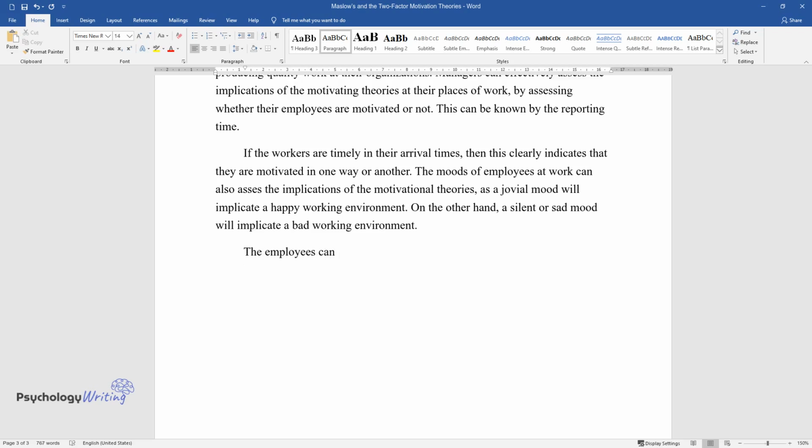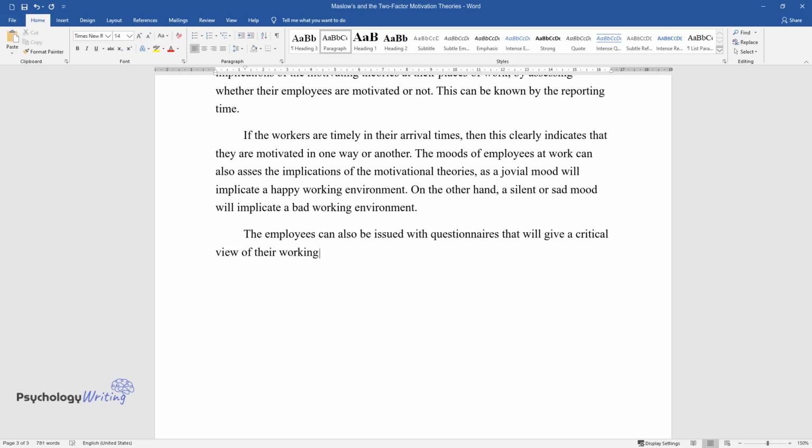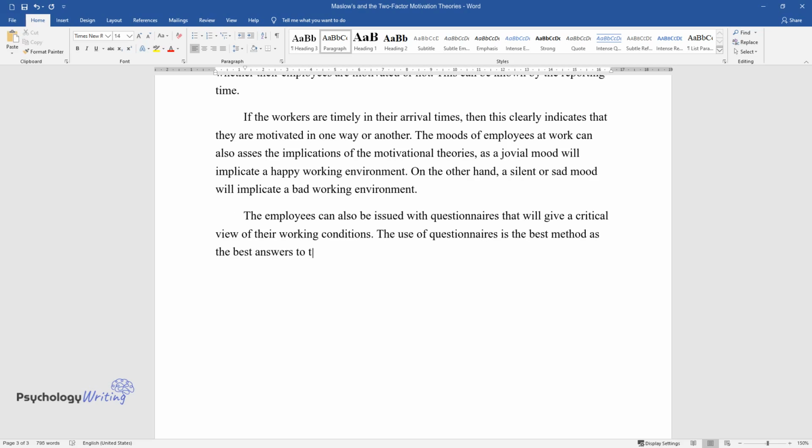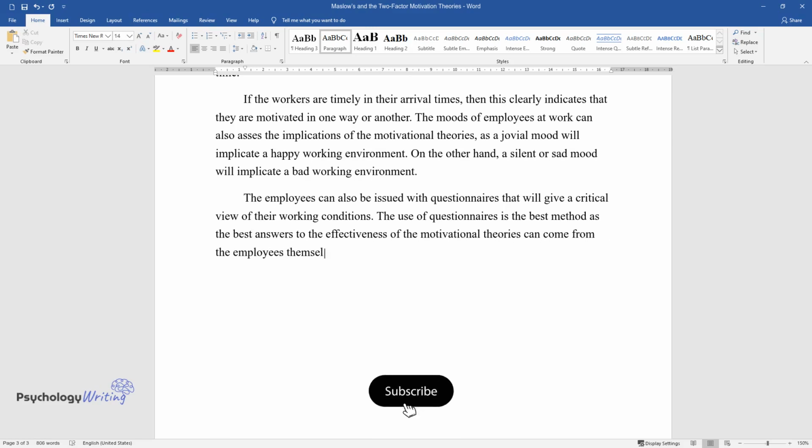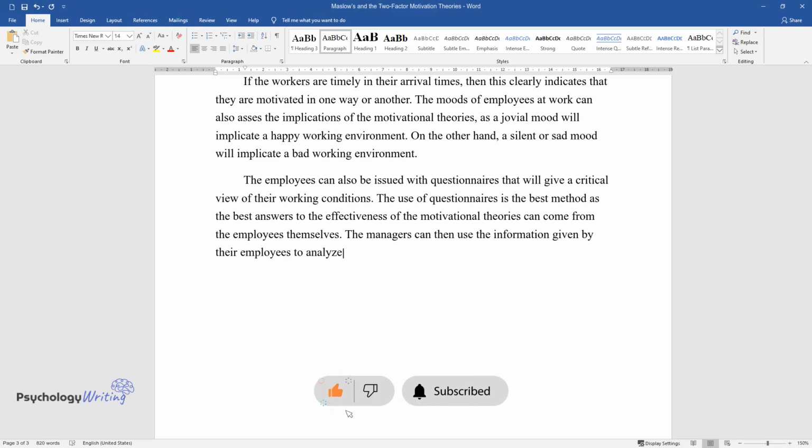The employees can also be issued with questionnaires that will give a critical view of their working conditions. The use of questionnaires is the best method, as the best answers to the effectiveness of the motivational theories can come from the employees themselves. The managers can then use the information given by their employees to analyze the effects of the motivational theories in their organizations.